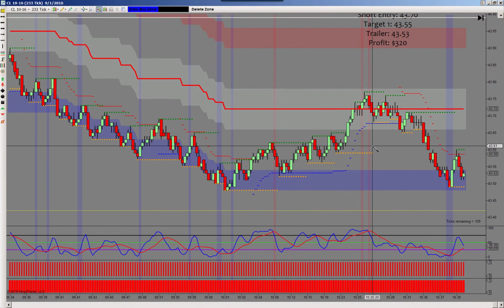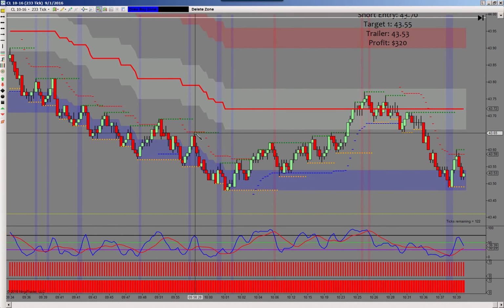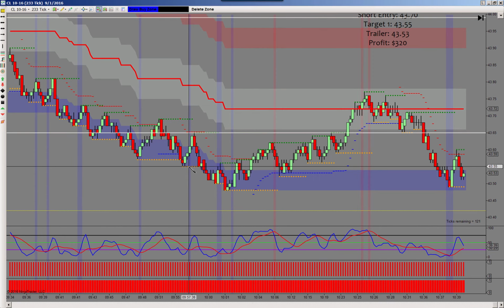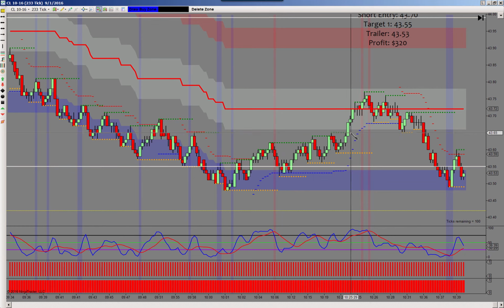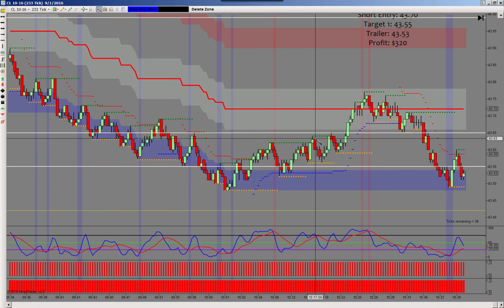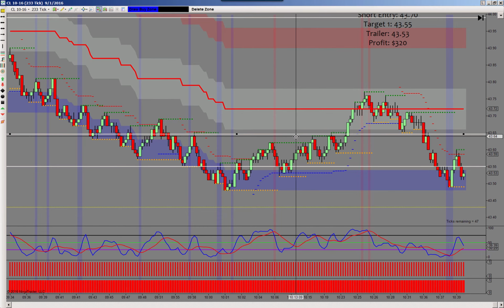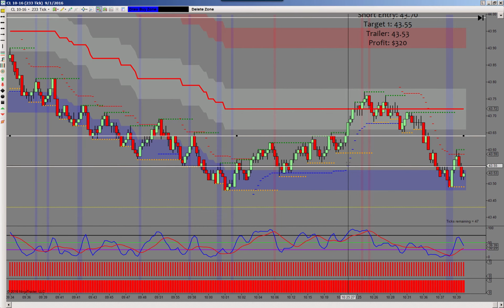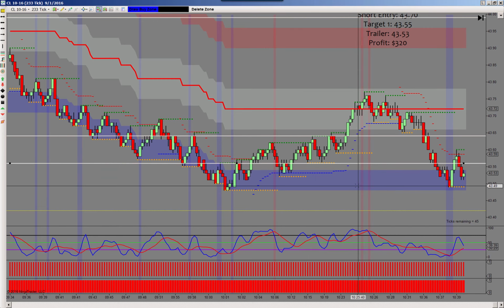And that happened right here. Again, this was my offer zone. Price broke above it. I'd never had a stochastic signal here to take a trade. So I did not take a short here. Price then puts in a bid zone. So again, I'm looking for the deep retrace setup.